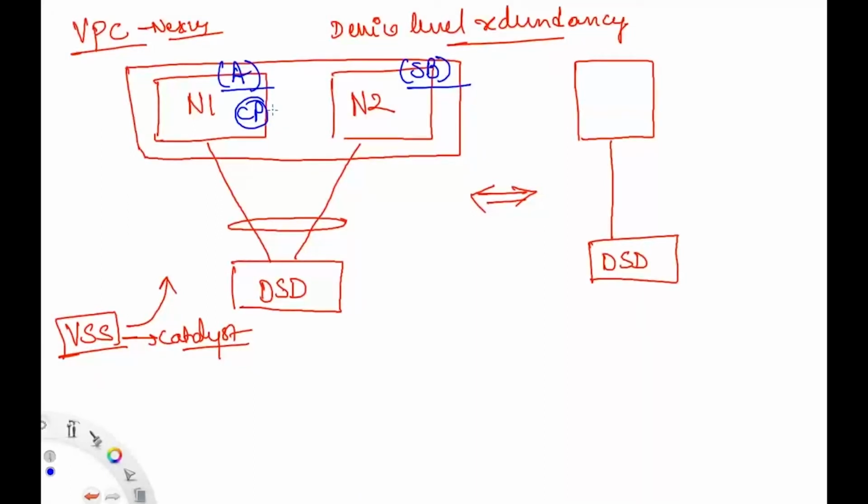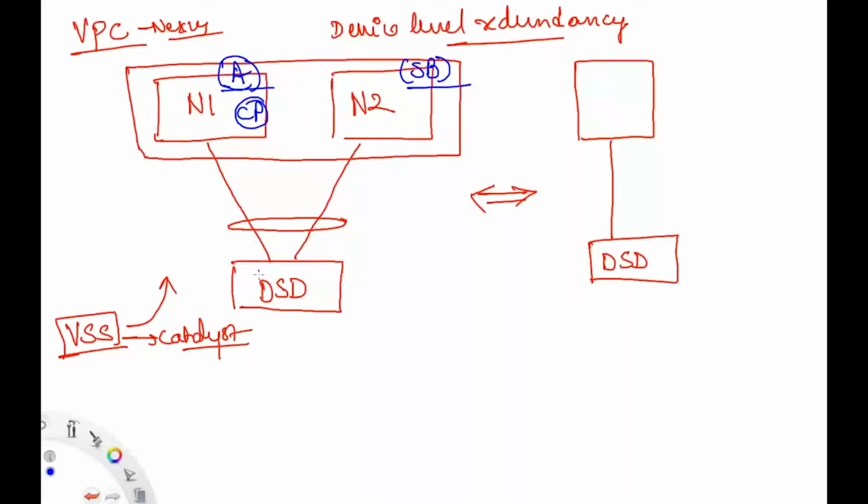So I've already explained to you, every device has its own control plane, data plane, management plane. Here I have two devices, I should actually have two control planes running. But in VSS, this is the difference. In VSS, only one device will run at a time, which is the active device.